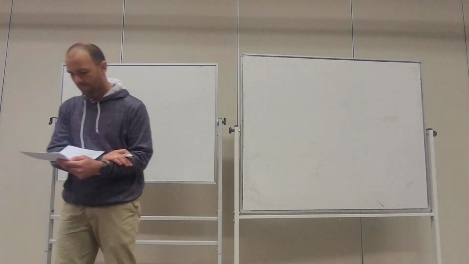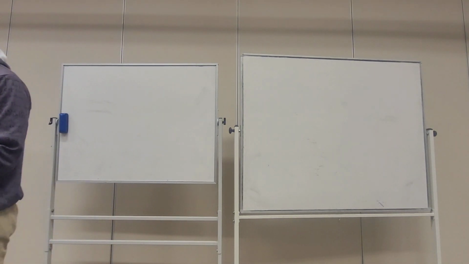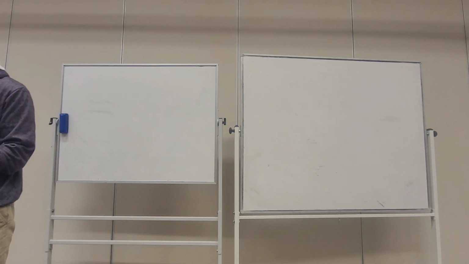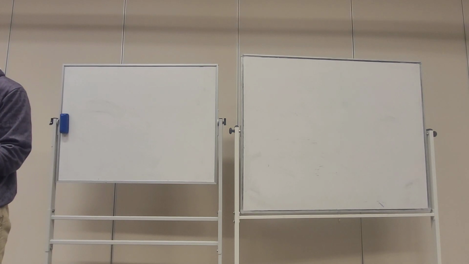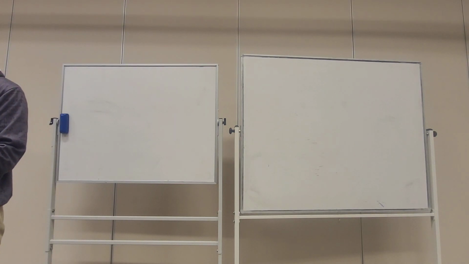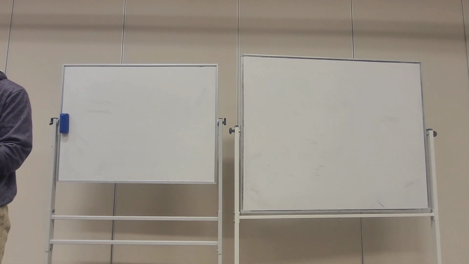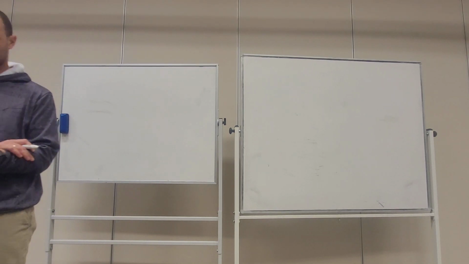You are permitted your graphics calculator. You get one single-sided A4 page of handwritten notes. We've given you the SACE formula sheet. You can bring that if you want it, and the unit circle I've given you, you can bring that if you want it as well.